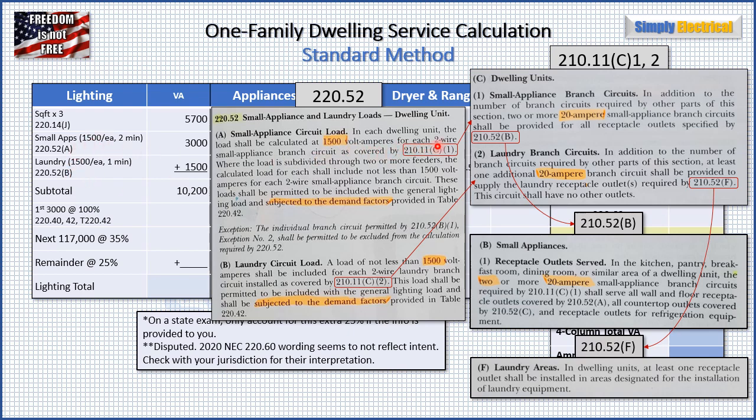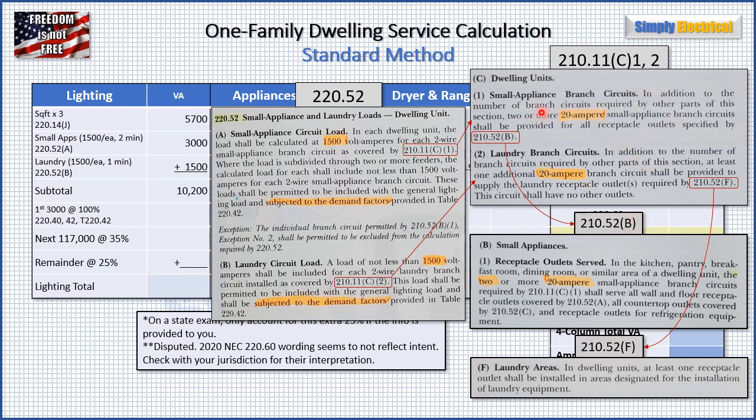For each 2-wire small appliance branch circuit as covered by 210.11c1. 210.11c1, that is right here. Dwelling units. Small appliance branch circuits, that's what we're talking about. In addition to the number of branch circuits required by other parts of this section, 2 or more 20 amp small appliance branch circuits shall be provided for all receptacle outlets specified by 210.52b. So it's referring us again to another code. Go down to 210.52b. But first, let's get what they're saying here.